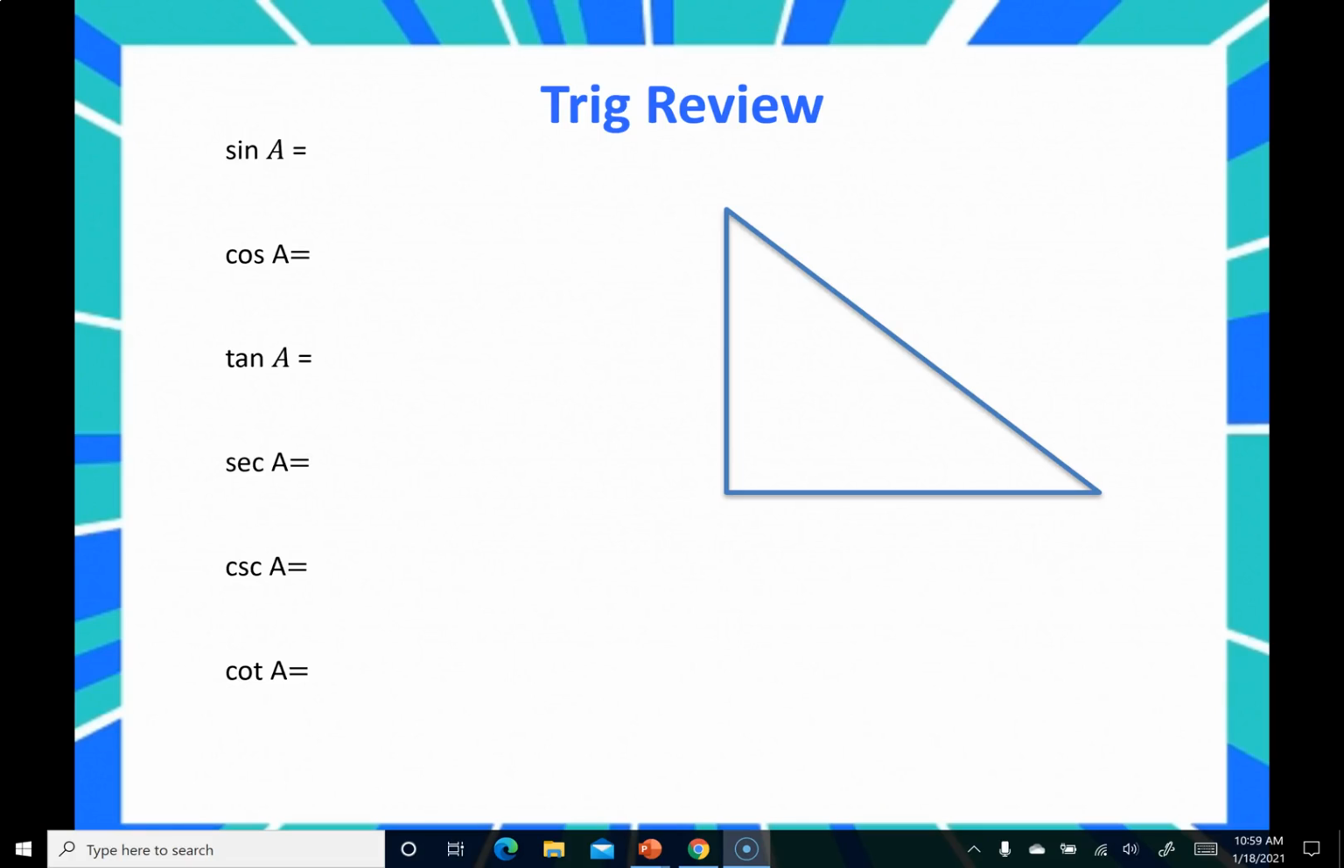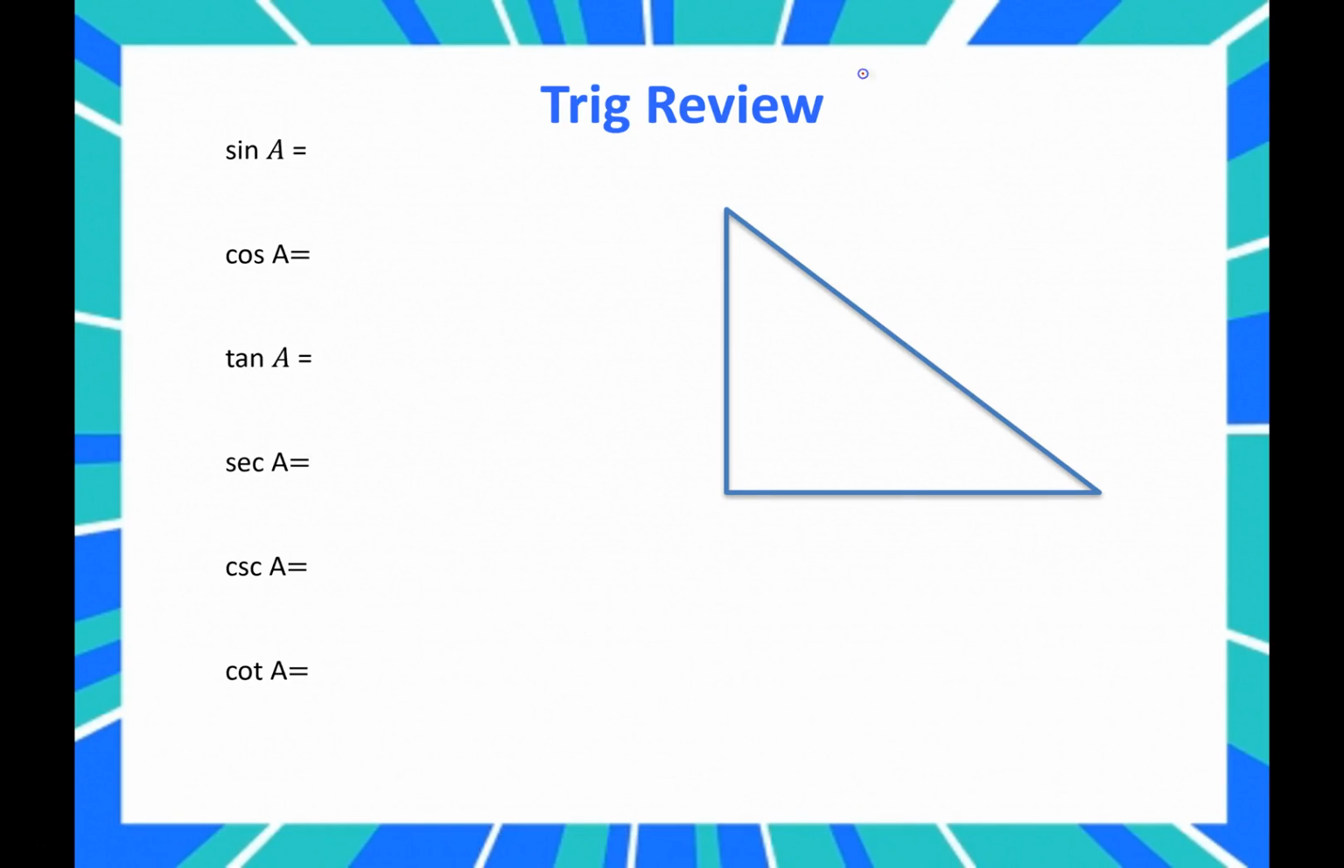Yeehaw! Let's do some trigonometry review. As you may remember, we have this phrase SOHCAHTOA. I like to put a line through it because this means that sine is equal to opposite over hypotenuse, cosine is equal to adjacent over hypotenuse, and tangent is opposite over adjacent.